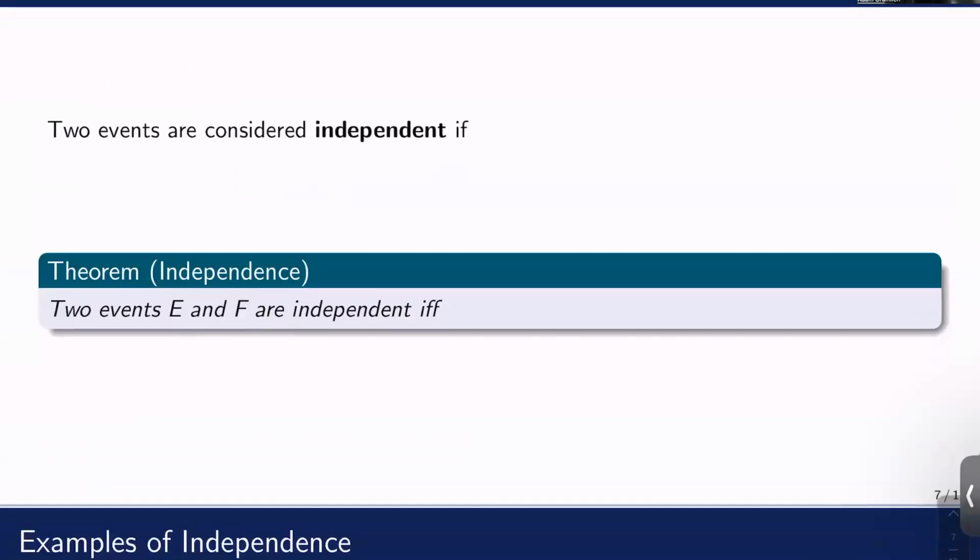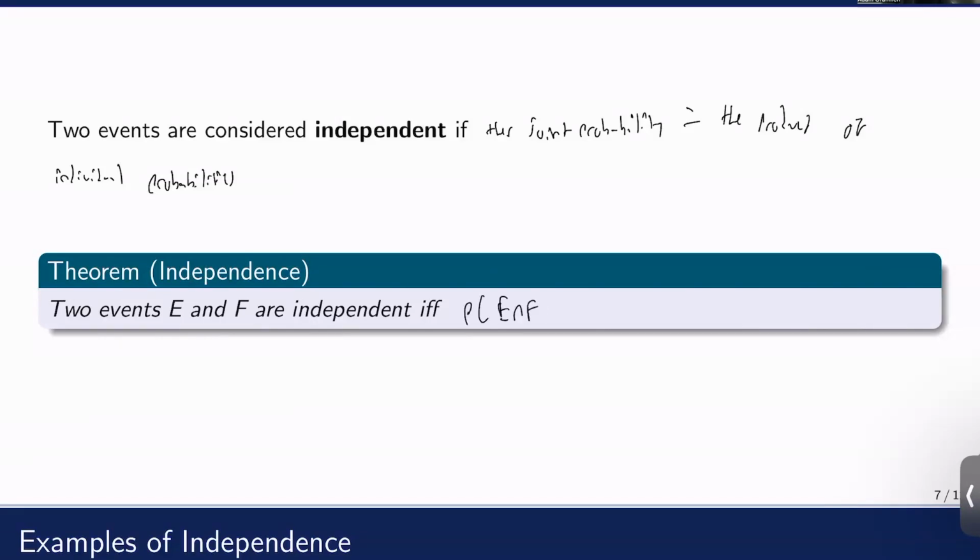Two events can be considered independent if their joint probability equals the product of individual probabilities. So for this theorem, two events E and F are independent if and only if the probability of E and F is equal to the probability of E times the probability of F. Let's test that on 2 examples.